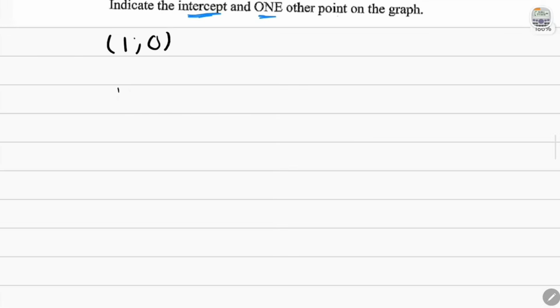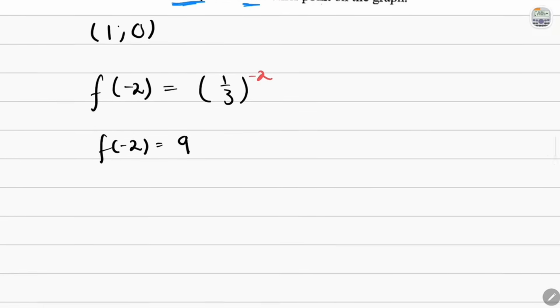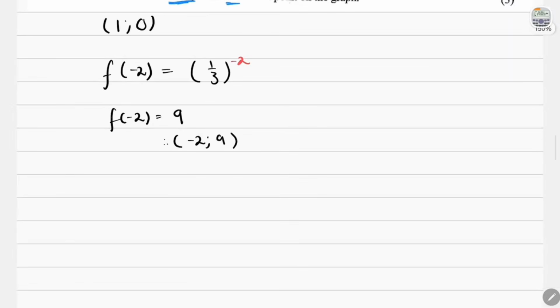So the graph of f, when it's equal to -2, f of -2, we have 1 over 3 raised to the power of -2. What does that give us? f of -2 would be equal to, that's going to be 9. Okay, so positive 9. So it means that on the graph of f, you have this point -2 and positive 9. So what will that point look like on your inverse? That point on the inverse would simply be 9 and -2.